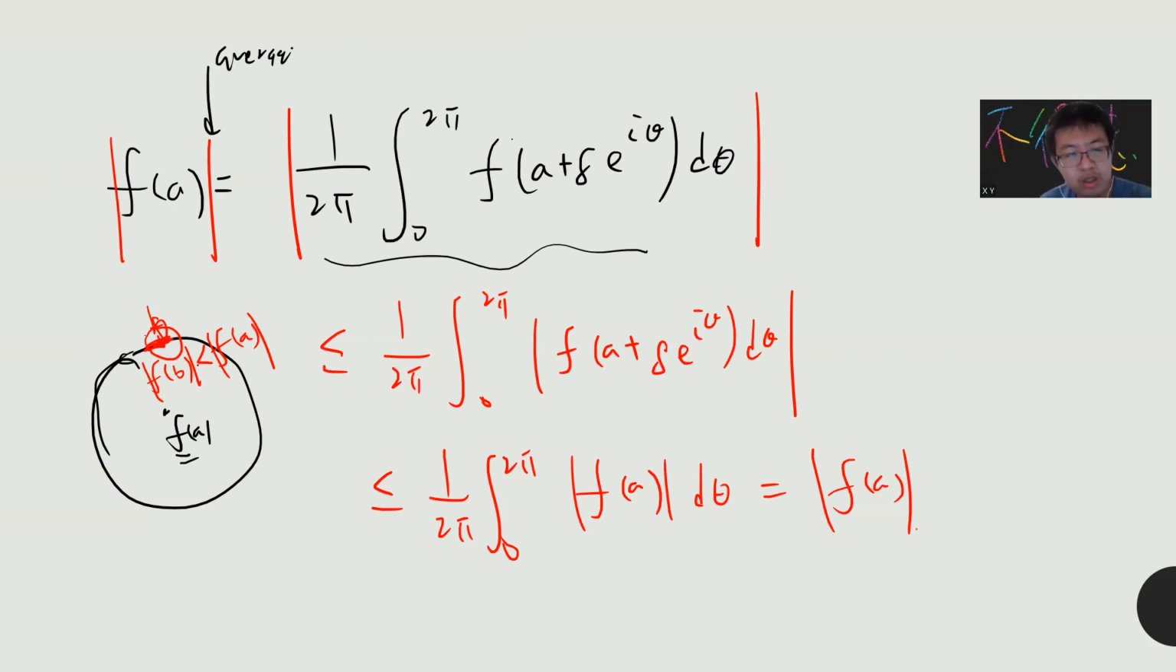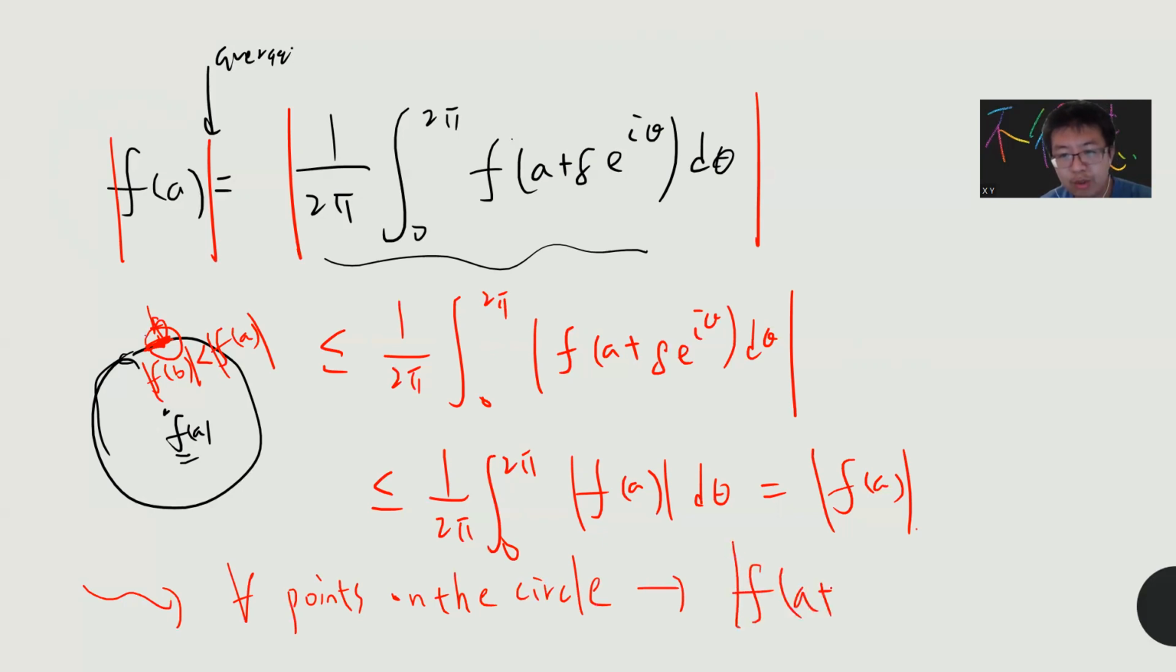So the result must be that all the points on the circle must have the same modulus. So the modulus of f of a plus delta e to the i theta must be the same as f of a for all theta.